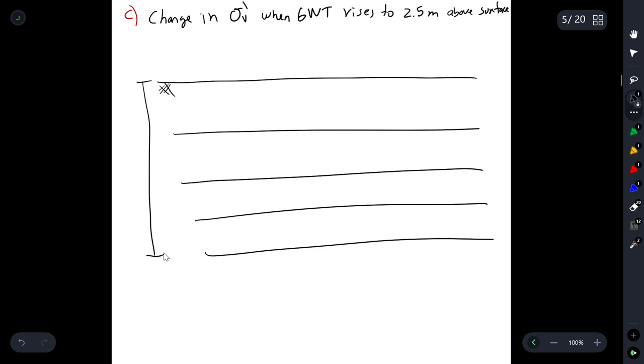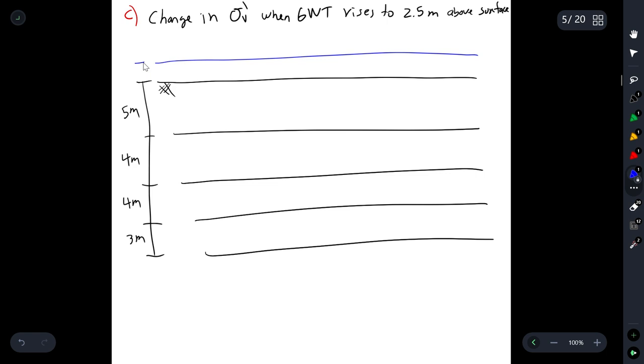Let's take this: the 5 meters layer, one of 4 meters, another one of 4 meters, another one of 3 meters. But in this case, the groundwater surface rose 2.5 meters above the surface. So this would be the new groundwater table, right?